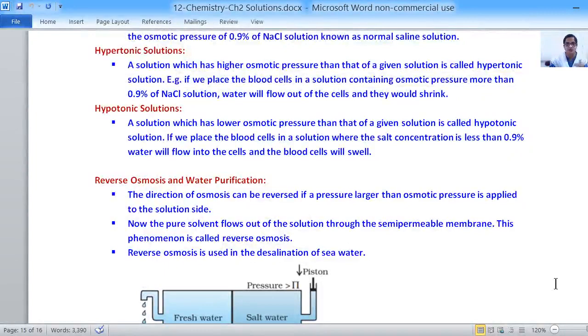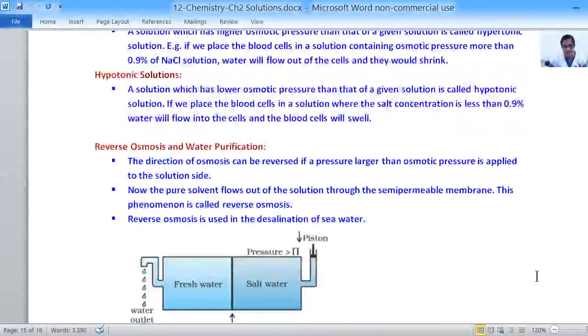Here we are trying to reverse the direction of osmosis. The direction of osmosis can be reversed if a pressure higher than the osmotic pressure is applied to the solution side. We already know what osmotic pressure is: the pressure that is required to stop the process of osmosis. So how can the direction be reversed? If a pressure larger than the osmotic pressure is applied on which side? The solution side.